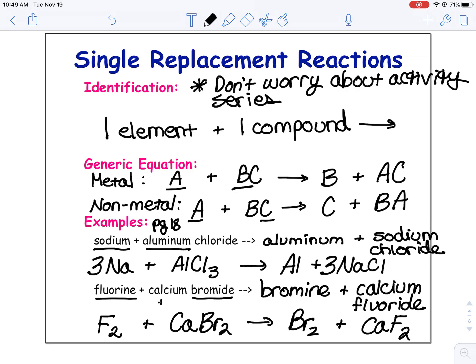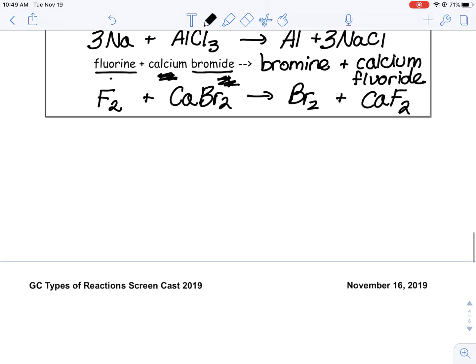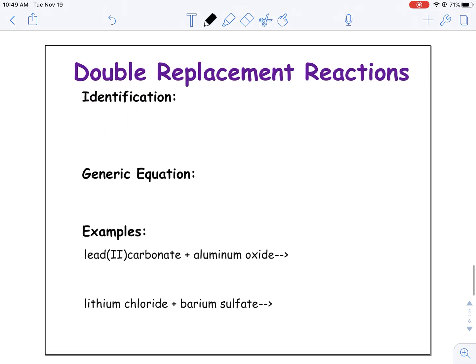Calcium has a +2 charge when it's an ion. Bromide ion is -1. So I need 2 bromines to cancel out the charge on the calcium. On the product side, calcium still has a +2 charge. Fluoride ion is also -1 because it's also a halogen. So you need 2 fluorines to balance out the charge on the calcium. The elements do not have charges on them. The compounds do not have charges on them. Okay. You only need the charge to figure out what the formula is.